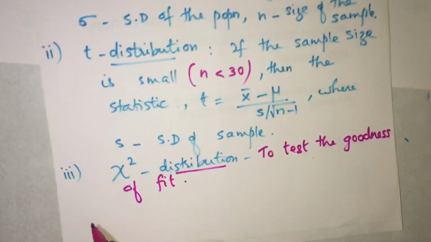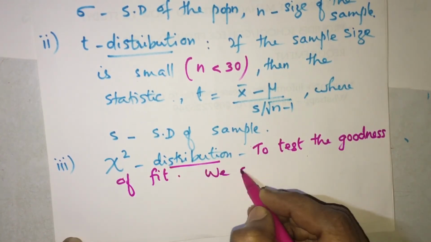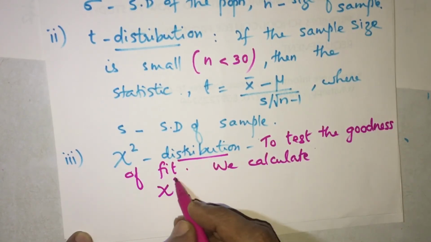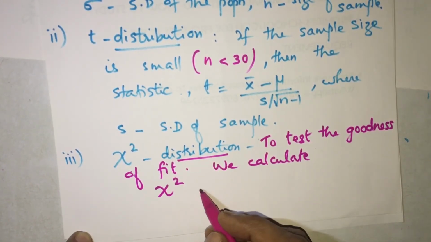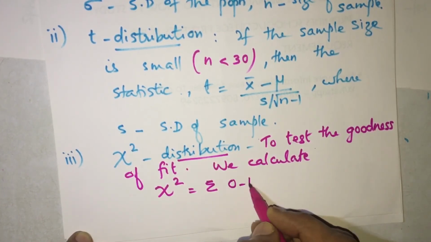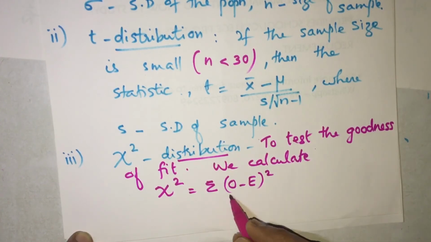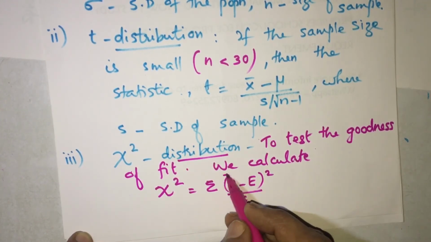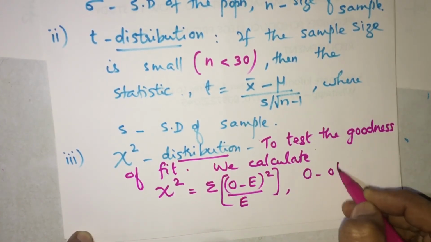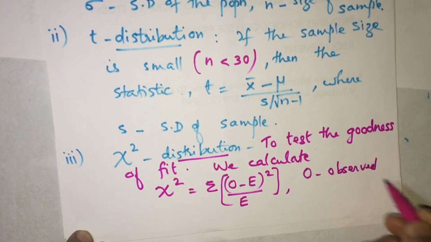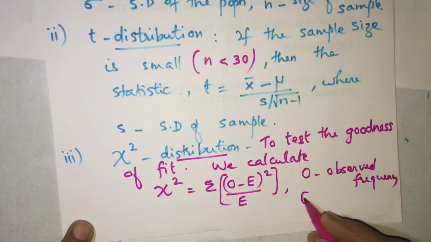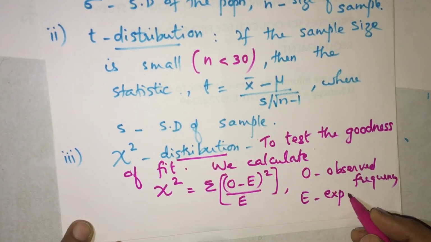And we calculate chi-square as equal to summation of O minus E the whole square divided by E. This is chi-square distribution, where O is the observed frequency and E is the expected frequency.